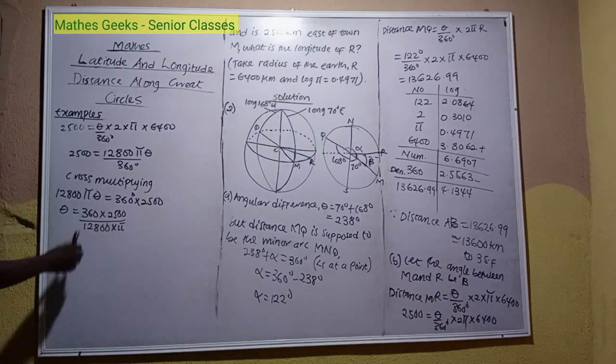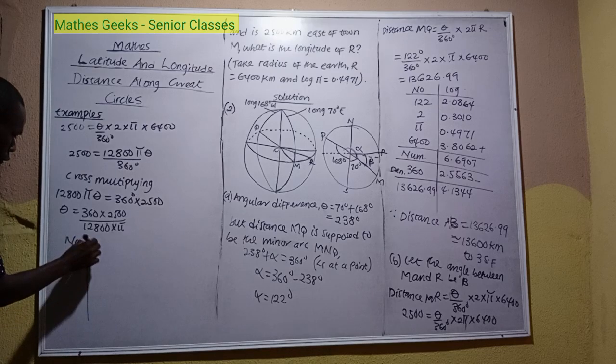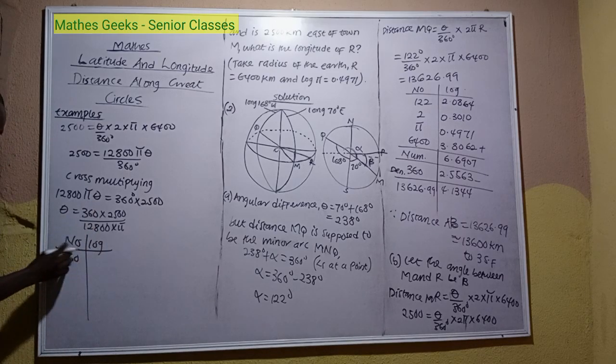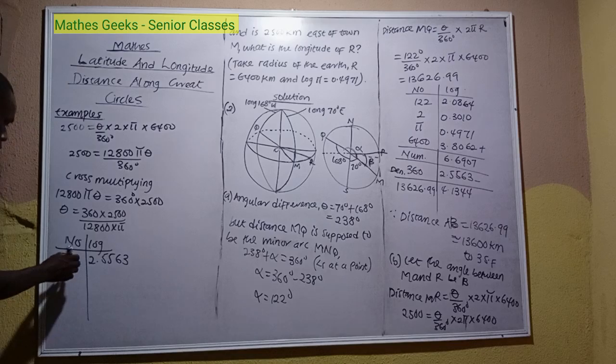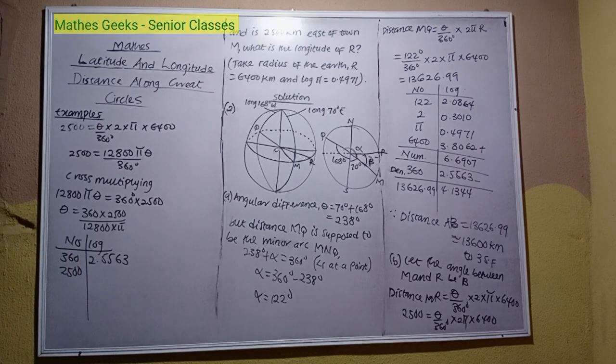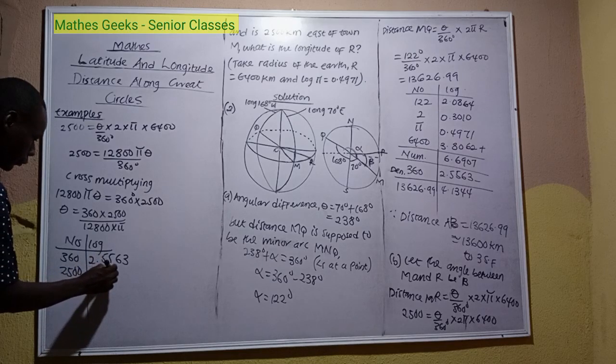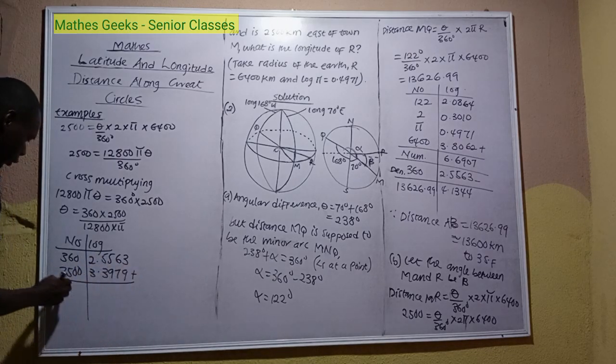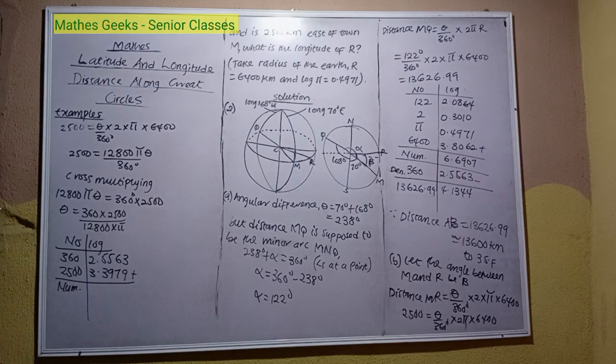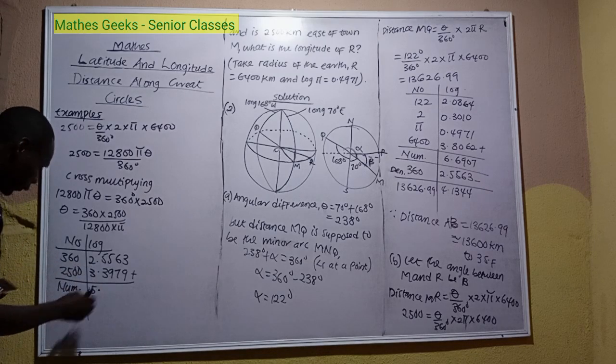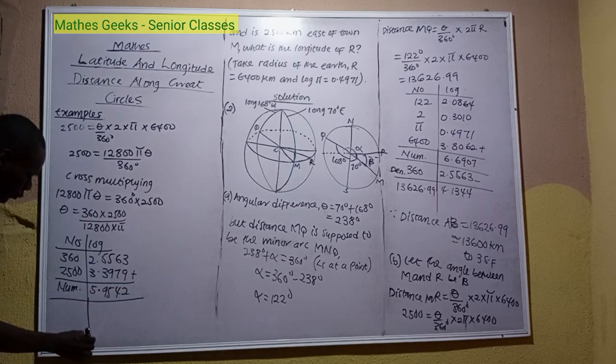So we're going to have number, log. The log of 360 is 2.5563. Log of 2,500 is 3.3979. For the numerator, add together: 2.5563 plus 3.3979 gives 5.9542.